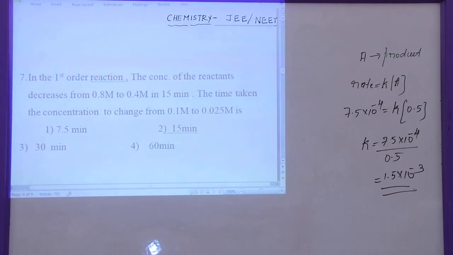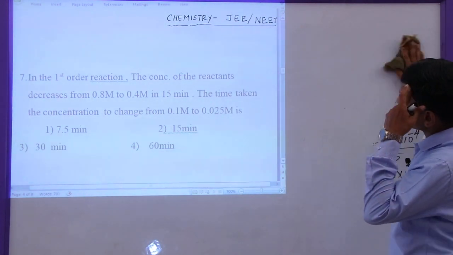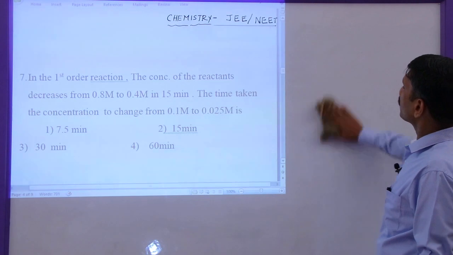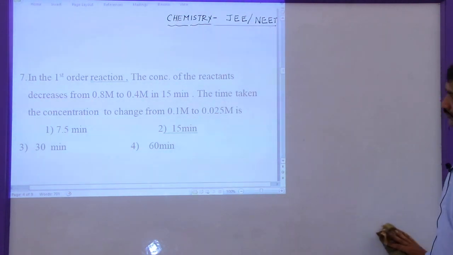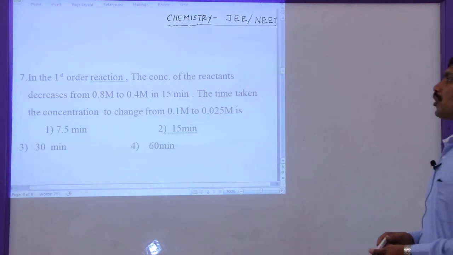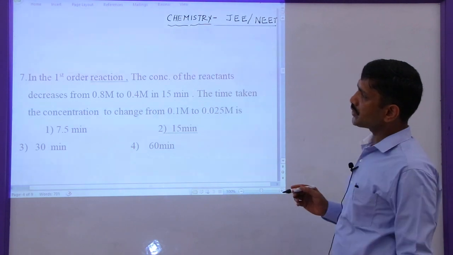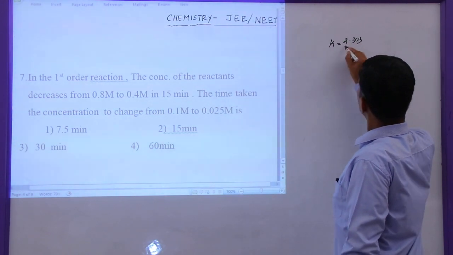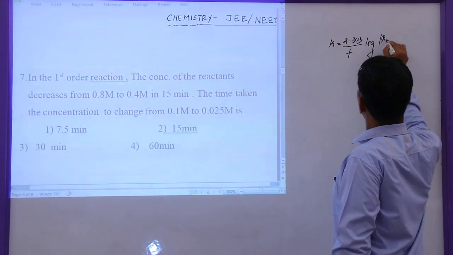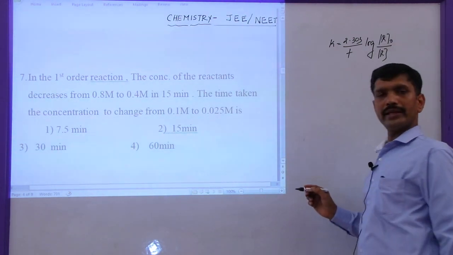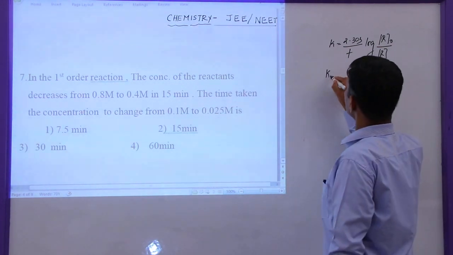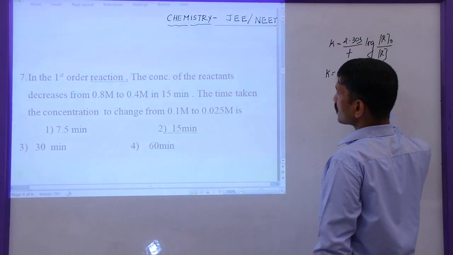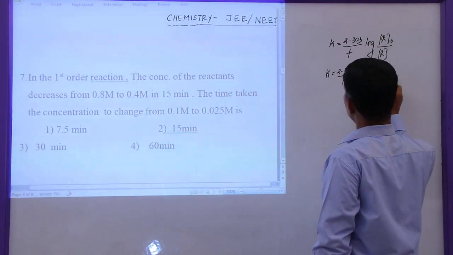In a first order reaction, the concentration of the reactant decreases from 0.8 to 0.4 in 15 minutes. The time taken for the concentration to change from 0.1 to 0.025 is? First order reaction means K is equal to 2.303 divided by T log of R naught divided by R. I take two different cases. The first case is K is equal to 2.303 divided by 15 minutes, log of initial concentration 0.8 divided by 0.4.